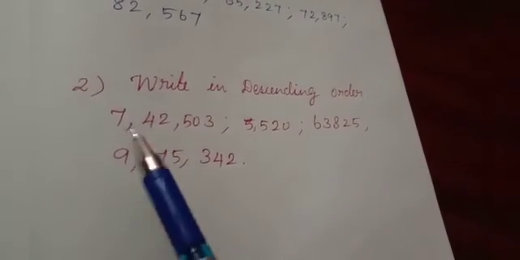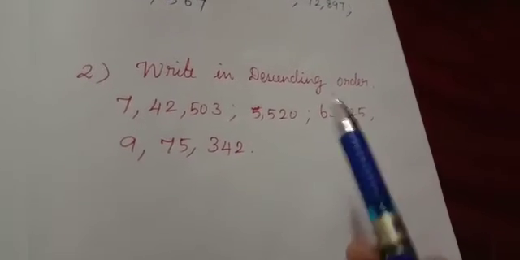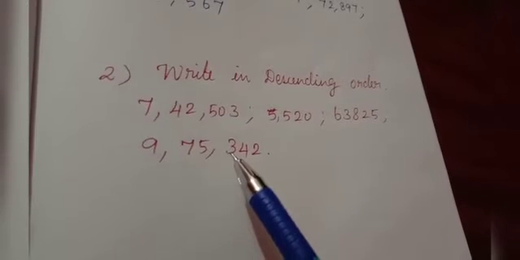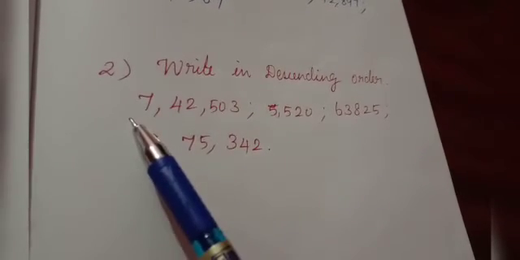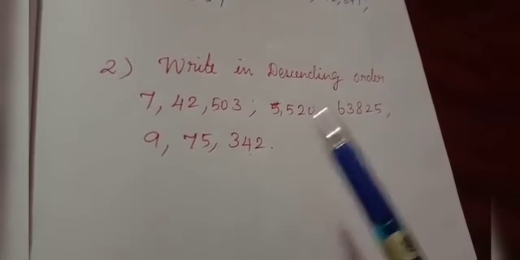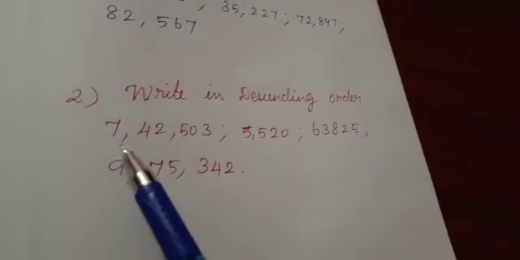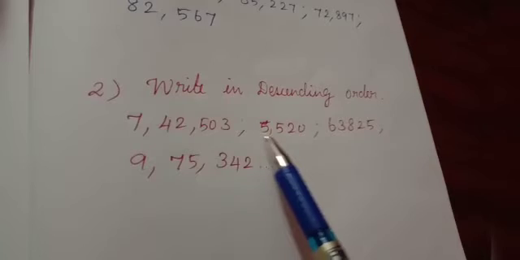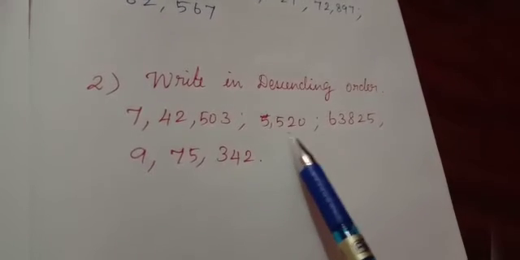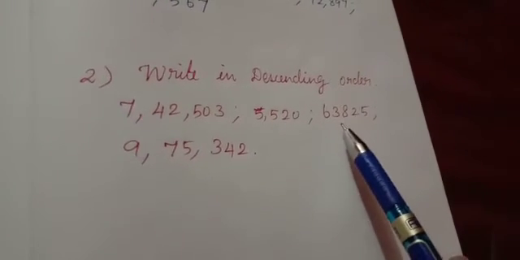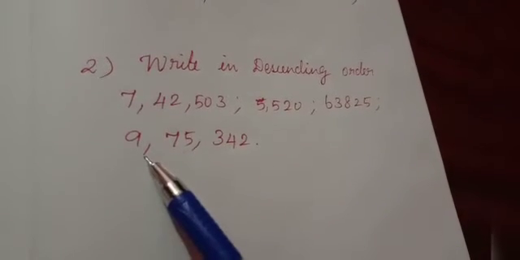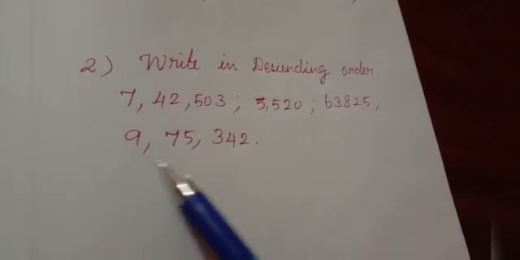The second question is: write in descending order. Descending order is nothing but biggest to smallest. From the greatest number we have to write down to the smallest number. Here, count the number of digits in the first number. Here 6 digits are there. In the second number only 4 digits are there. In the third number 5 digits are there. And in the last number also 6 digits are there.